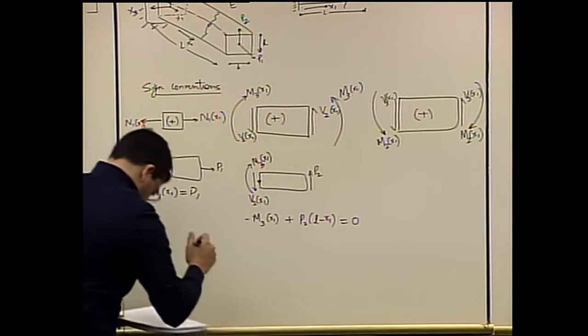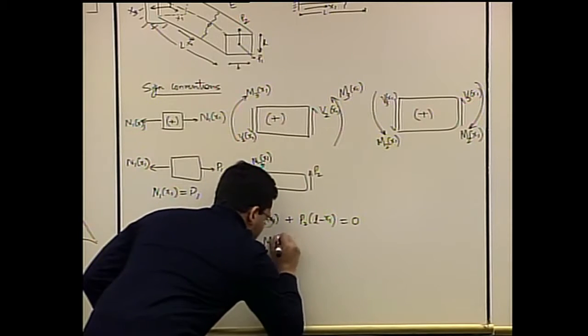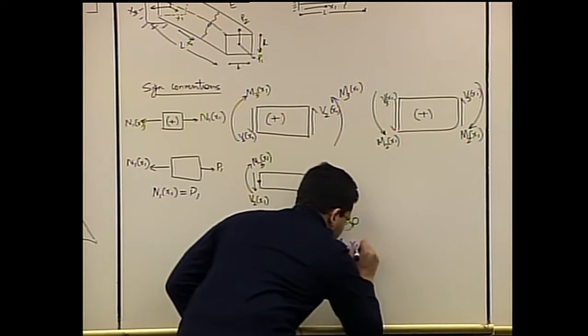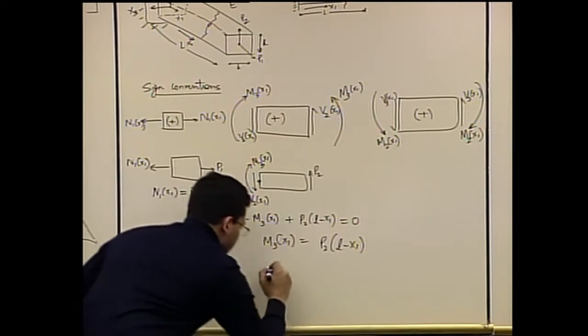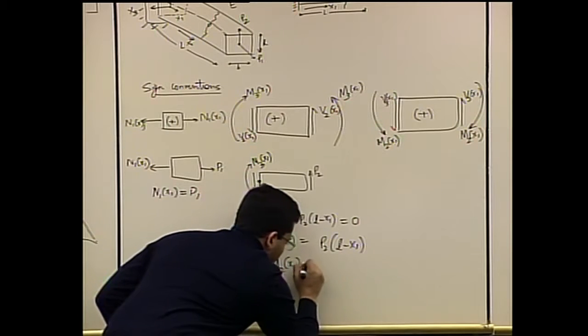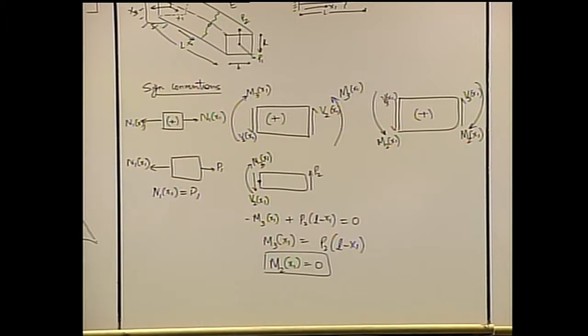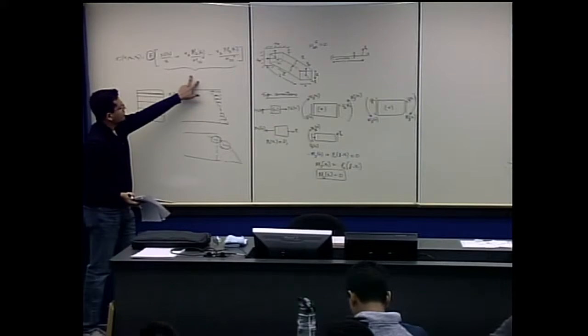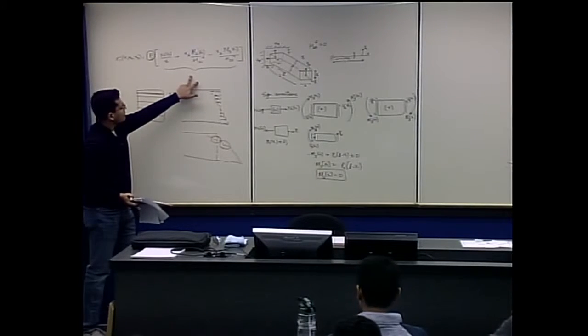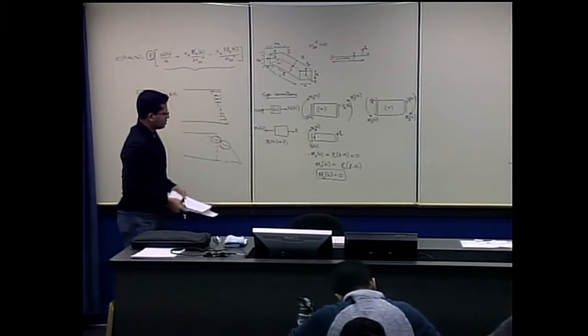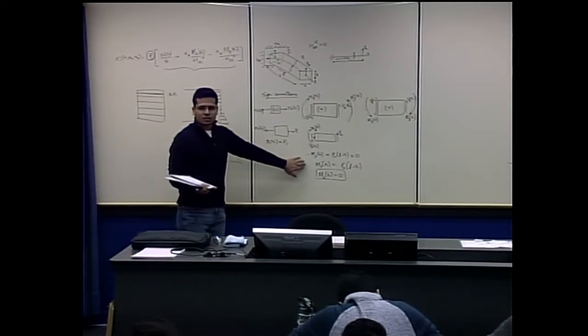So we evaluate M3(x1) as P2 times (L minus x1), and we know that M2(x1) is equal to 0 because there is no load. So if M2(x1) is 0, this term in this expression for the stresses goes to 0. We are left with the first and the third term. Any questions about this?